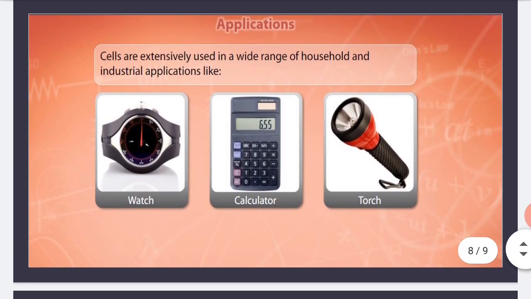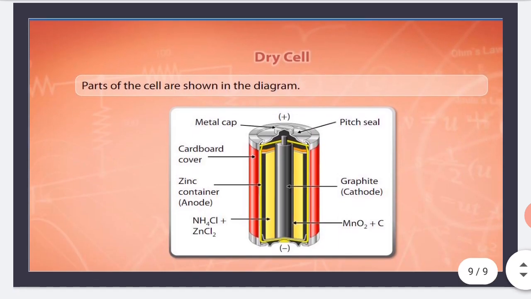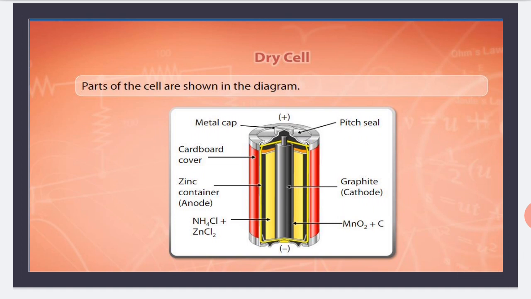Now, applications. Some applications, look at the figure. Cells are extensively used in a wide range of household and industrial applications like watches, calculators, and torches. Now, look at the construction of the dry cell. Parts of the cell are shown in the diagram.